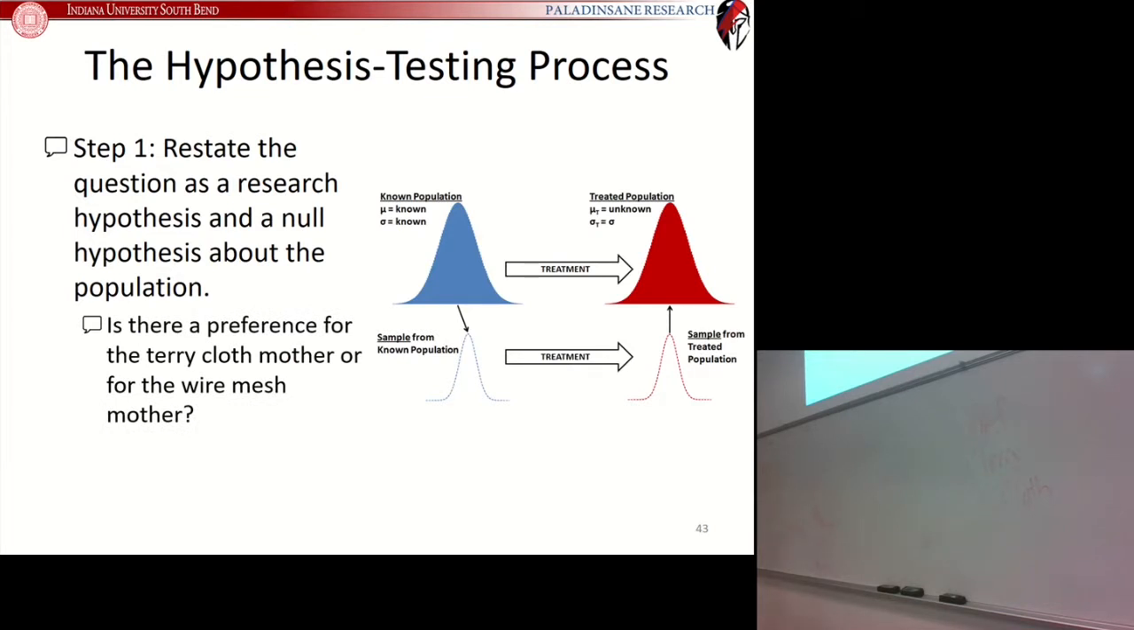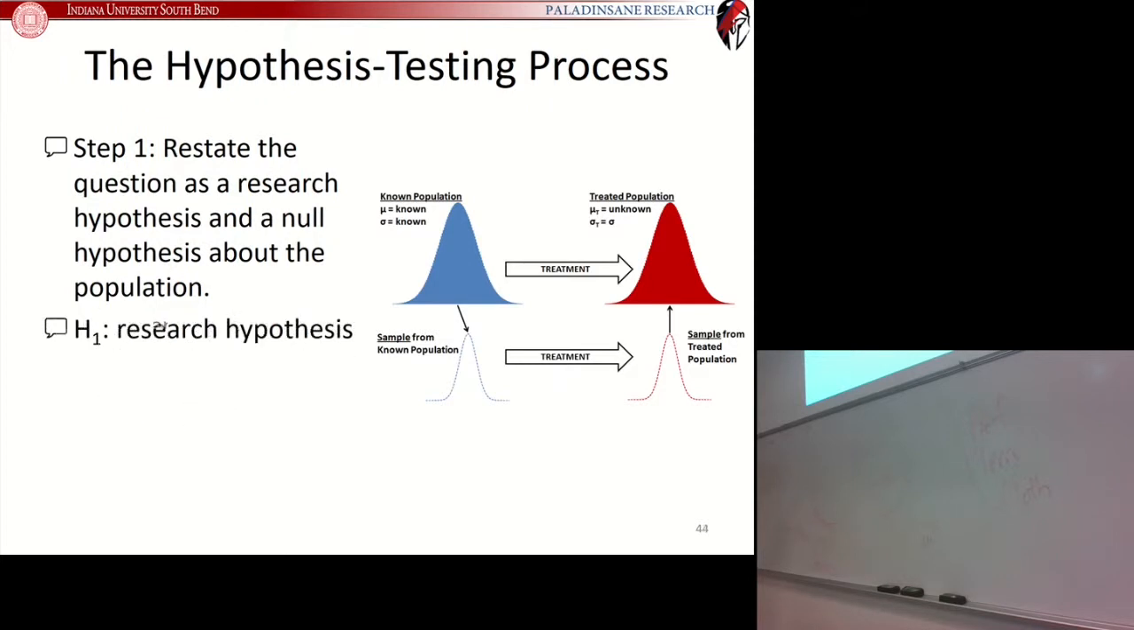So we want to know, is there a preference for the terry cloth mother, or is there a preference for the wire mesh mother? And very interestingly, there's a possibility for both. The wire mesh mother actually gives food, actually gives sustenance. Maybe the wire mesh mother will be preferred. The terry cloth mother is soft and cuddly. Maybe the terry cloth mother will be preferred. So we're looking for just, is there a preference for one of them? Is there a difference between the two? So the research hypothesis, this is the question we want to ask. We cannot attack this with a statistical approach until we restate it as a research and null hypothesis.